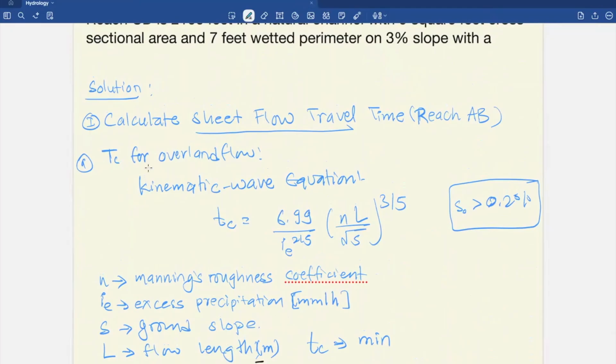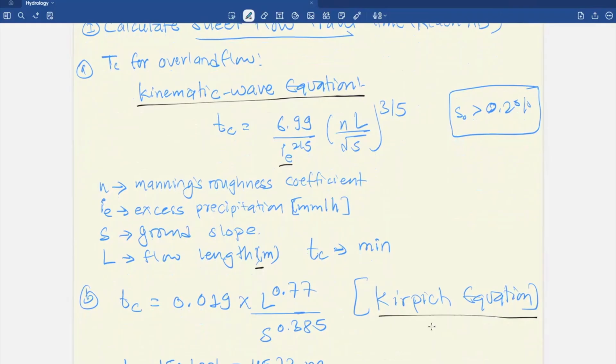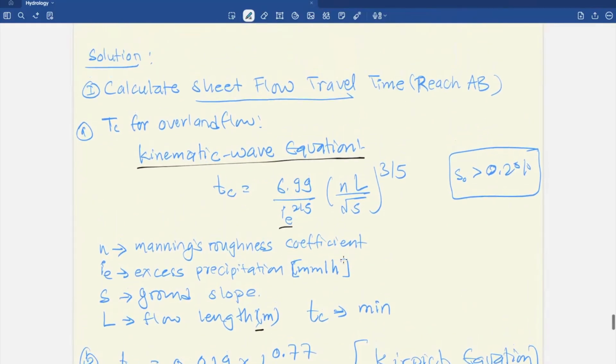So what we can do is use the kinematic wave equation as well for computation of time of concentration for overland flow. Since here we do not have the intensity I, we can assume some return period and use the same NOAA precipitation intensity as we did in the first problem. But since we have another alternative, this Kirpich equation, I'm following that here. And these are all the equations.